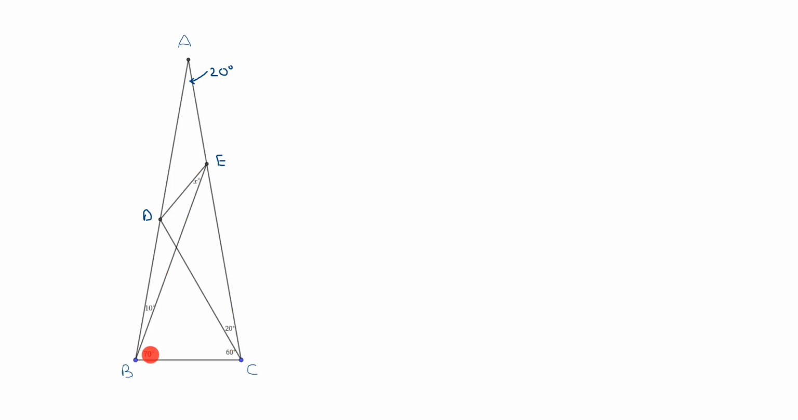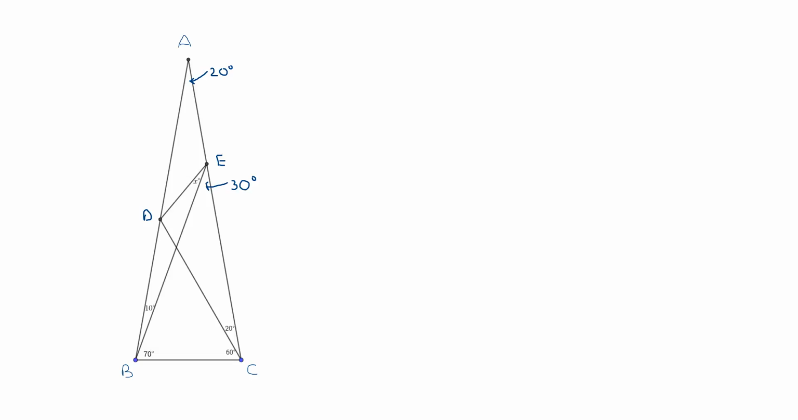So angle B down here is 70. These two together are 80. So 70 plus 80 is 150. And that just leaves 30 left over for this angle in here. So this is 30 degrees.